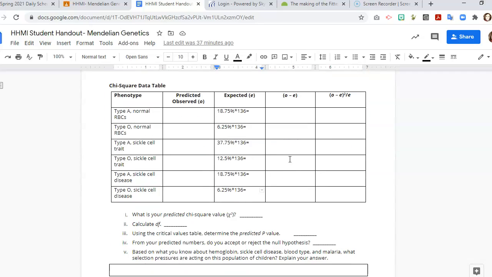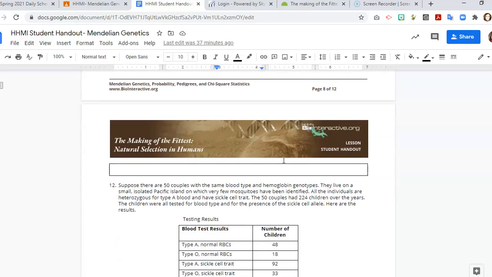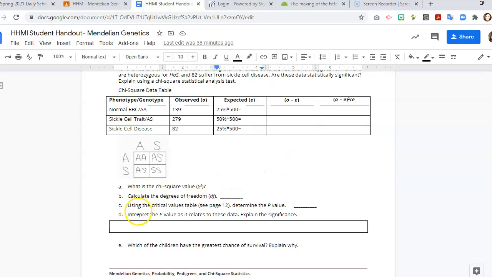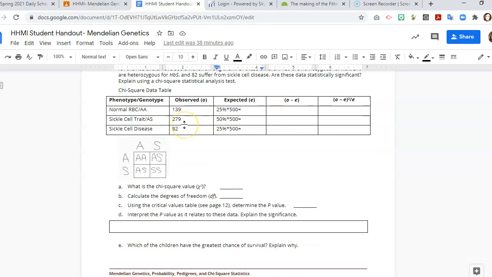Okay? So then you're going to use that data. Keep going up here. So you're going to use that and interpret the p-value and then explain its significance. And then which of the children had the greatest chance of survival and explain why. So we watched a video on it. We've talked about it in class, and then so you guys kind of get to summarize it there. So that is going to be for problem 11. You can pause this video right now to go ahead and finish this out if you need to.